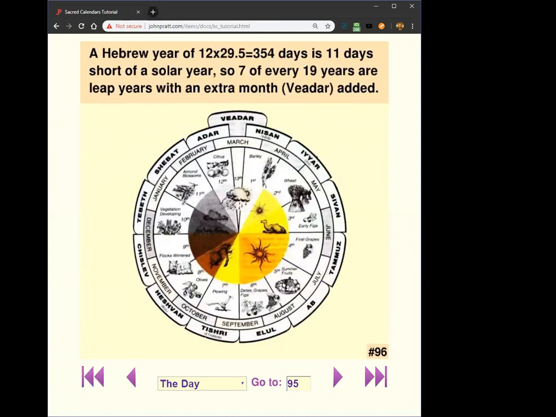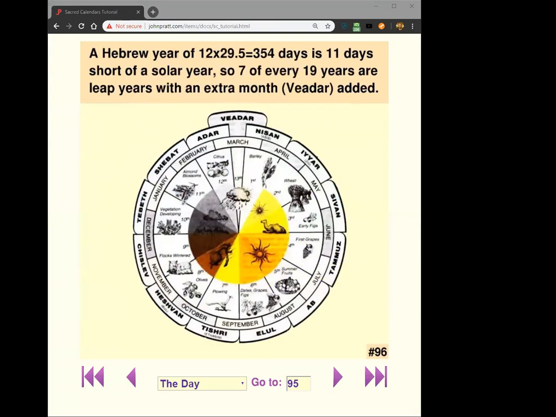If you multiply out 12 months times 29 and a half, it comes out to 354 days. That's 11 days short of a solar year. See, most of our months on our solar year have 30 or 31 days. We got one shorty with 28, but the real average should be between 30 and 31. So this is 11 days short of a solar year. So now what are you going to do? That's why the problem gets hard.